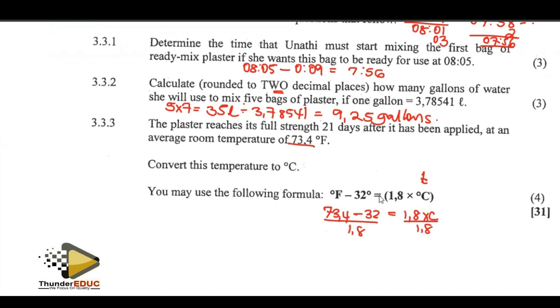When you subtract, you have 41.4 over 1.8 equals C. So the answer here became 23 degrees Celsius or centigrade.